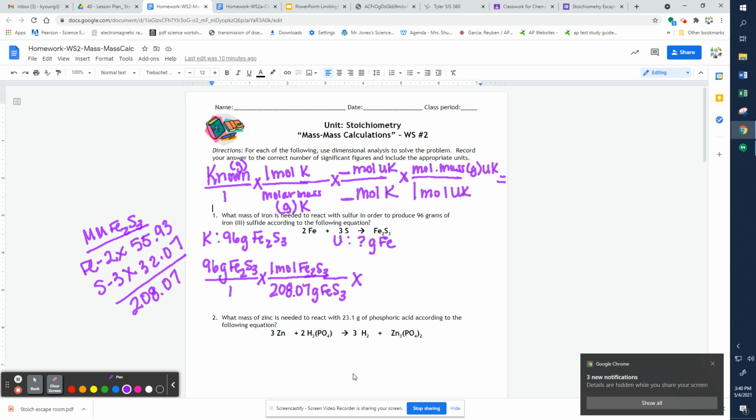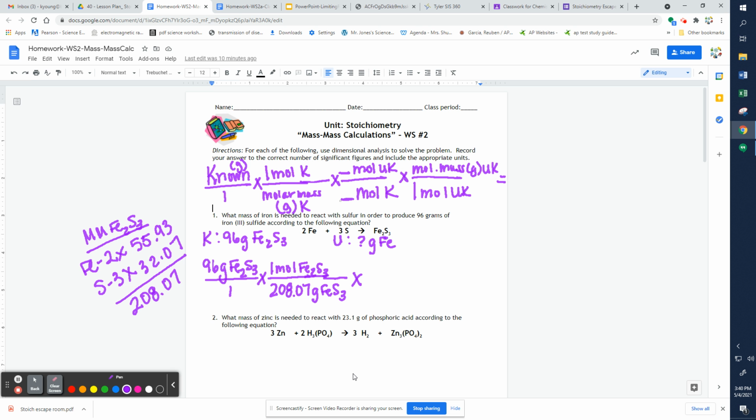In our next multiplication factor, we have blank moles of our unknown over blank moles of our known. The blank comes from our balanced equation. Our unknown is on top, moles of iron. That is a 2. So I have 2 moles of iron. On bottom, I'm going with the coefficient of our known. So our known is this Fe2S3, and in front of it there is no number, so it is a 1.